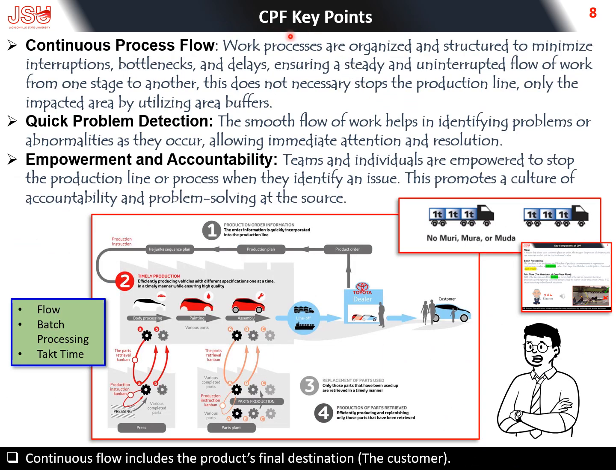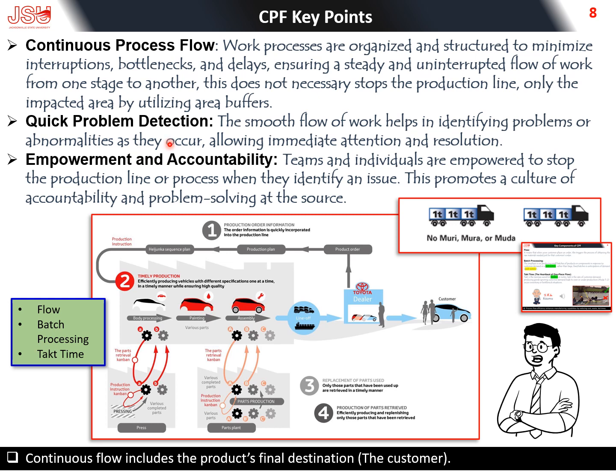Continuous process flow key points. Continuous process flow. Work processes are organized and structured to minimize interruptions, bottlenecks, and delays, ensuring a steady and uninterrupted flow of work from one stage to another. This does not necessarily stop the production line, only the impacted areas by utilizing area buffers.